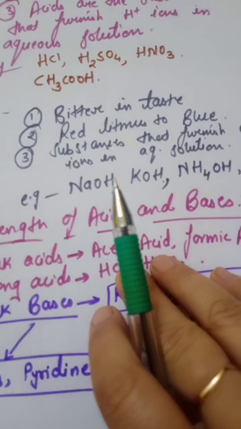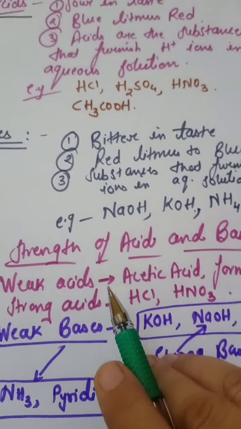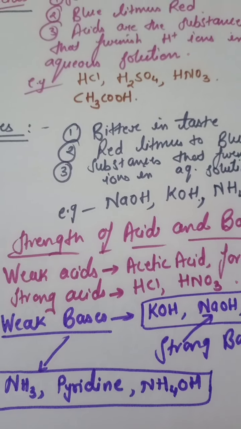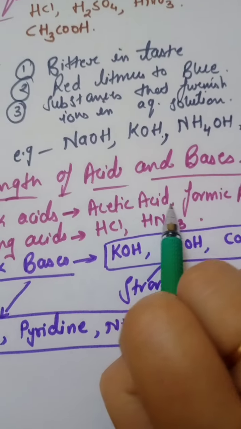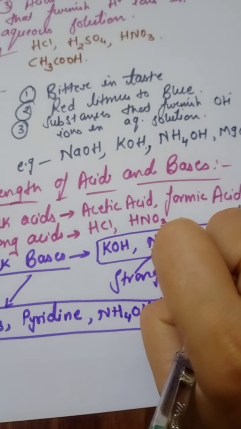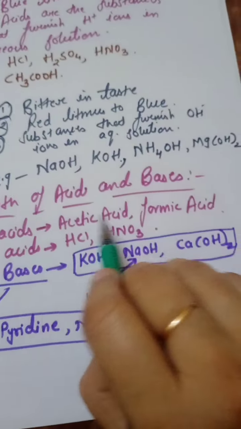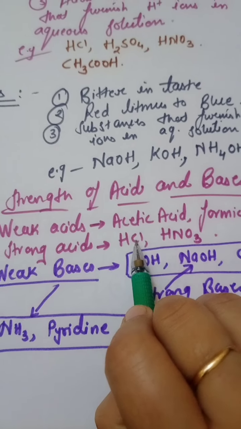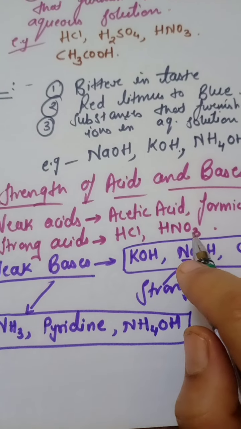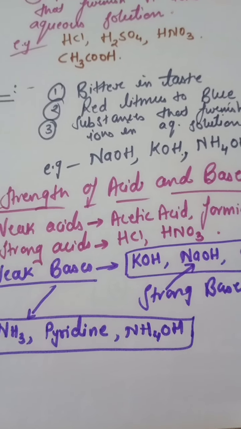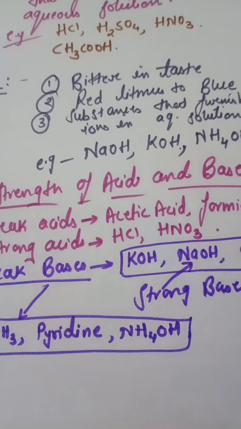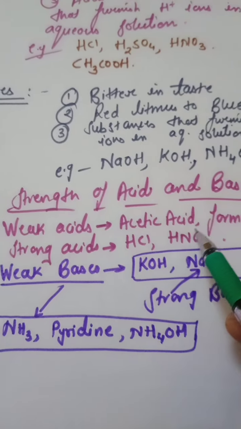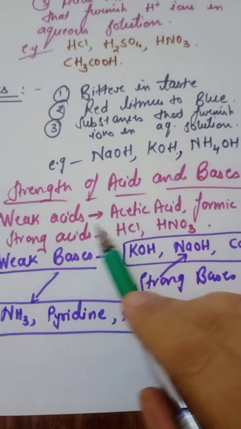Let us see the examples of weak acids. Examples of weak acids are acetic acid and formic acid. Strong acids examples are hydrochloric acid and nitric acid, HNO3. I hope you have understood. These are the examples of weak acids and these are the examples of strong acids.